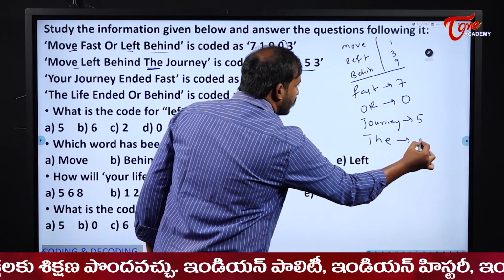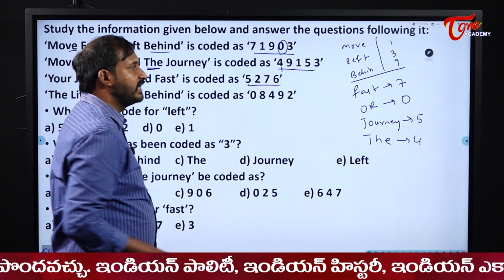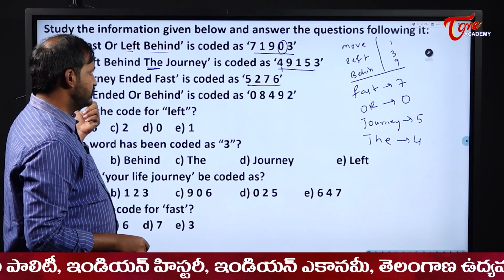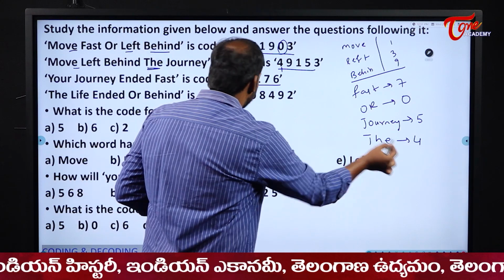The is coded as 4. Why? Because move left behind is 139. That is anyway fixed. Now, see the next one. The is there here. The is coded as what? 4. Already we know it.